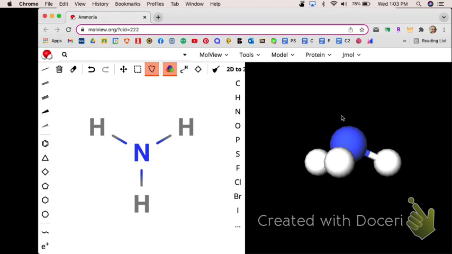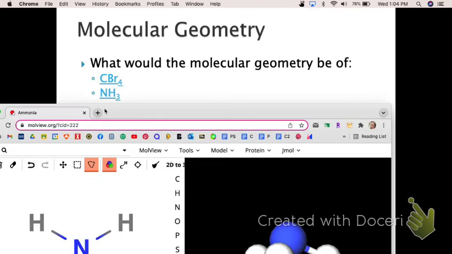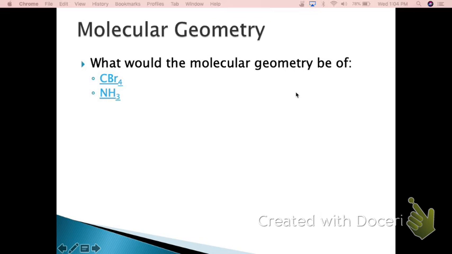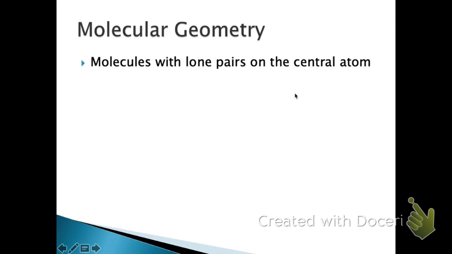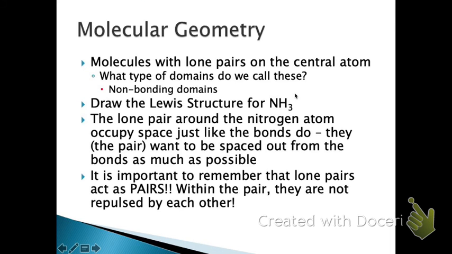Okay, any other questions? We feel good about molecular geometry? Yeah? Okay, very good. Let's kind of speed through these next couple here. Okay, we already talked about lone pairs. I don't need to do more notes for this.